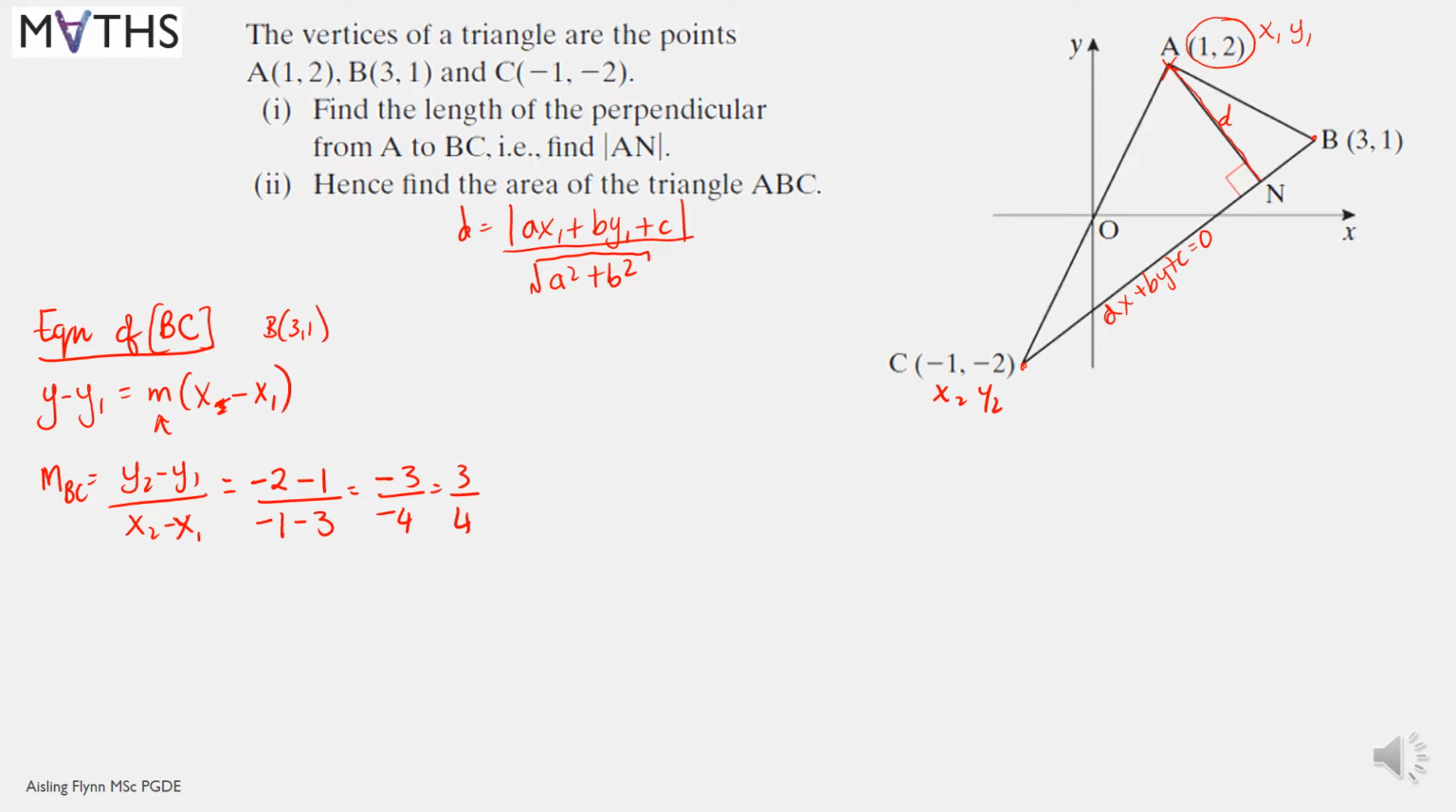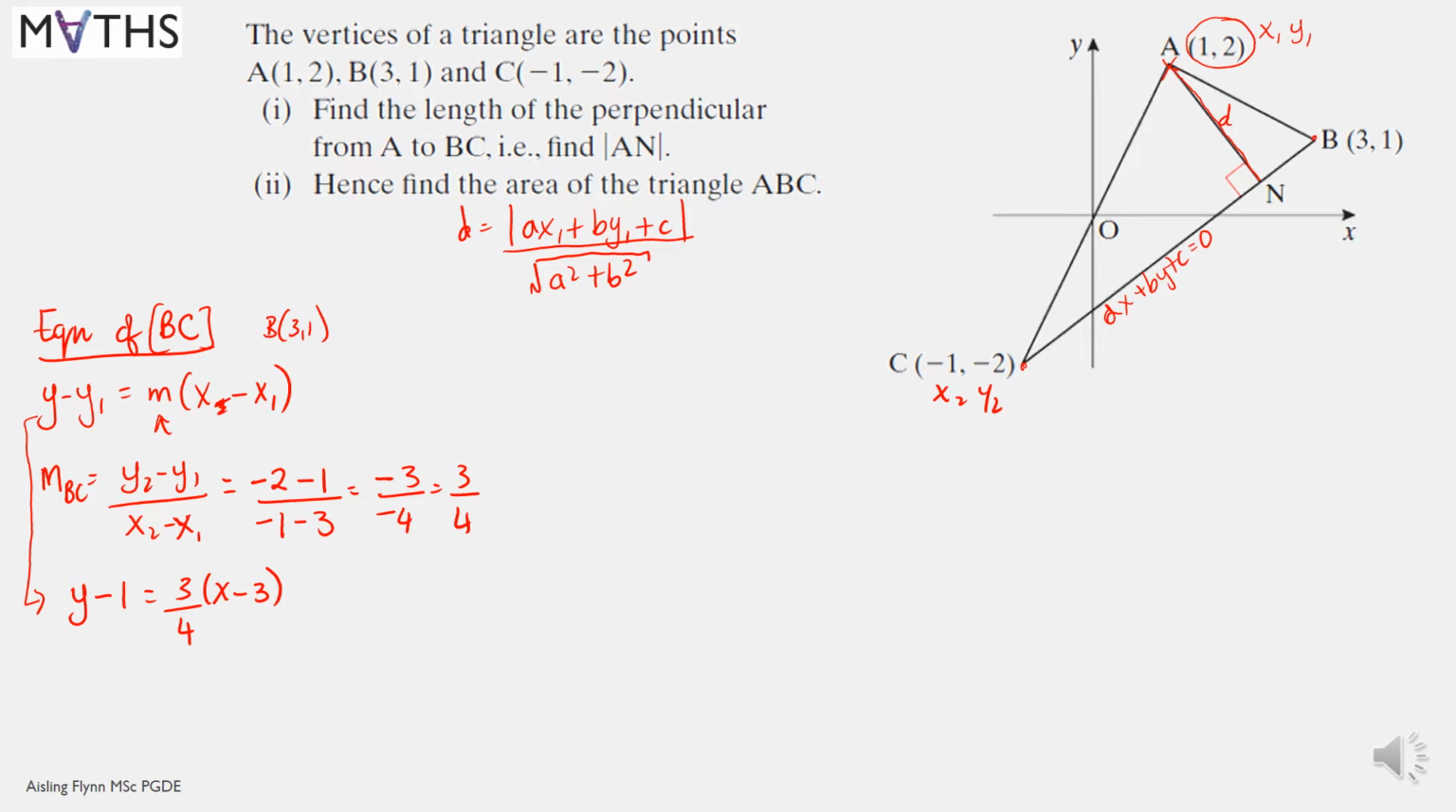Okay, still finding the equation of BC. So let's use our value for slope. So we have y minus, now I'm going to insert the coordinates of point B here. So y minus 1 equals 3/4 times x minus 3. Okay, let's multiply here to remove the fraction, and let's give our equation in the required form. So we're going to multiply left and right by 4.